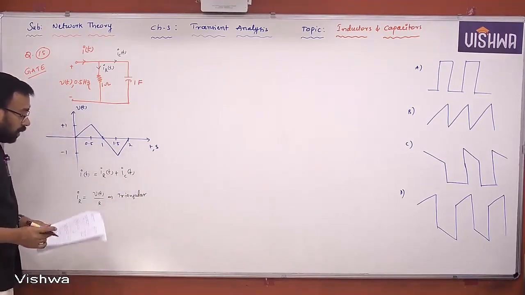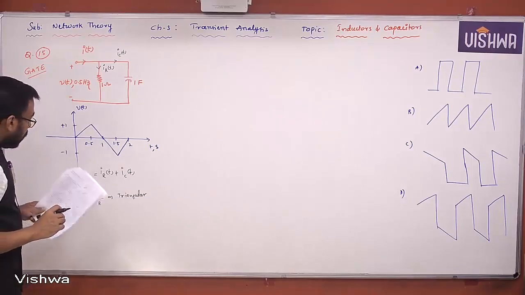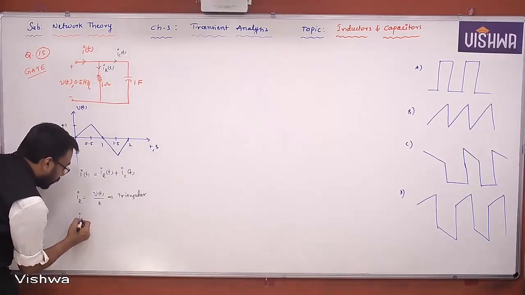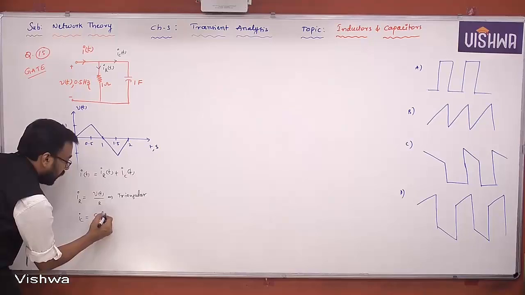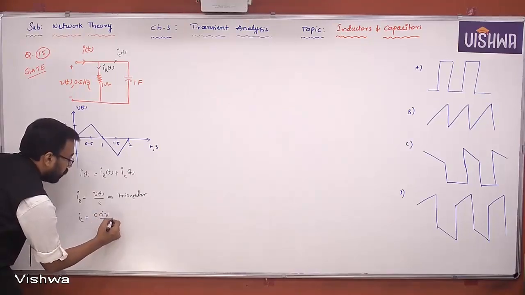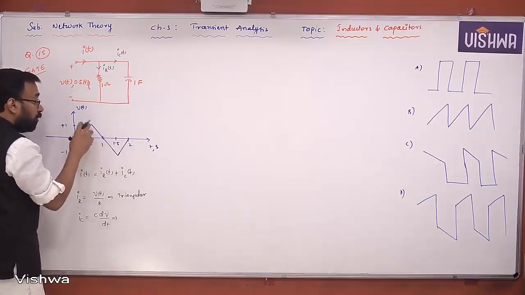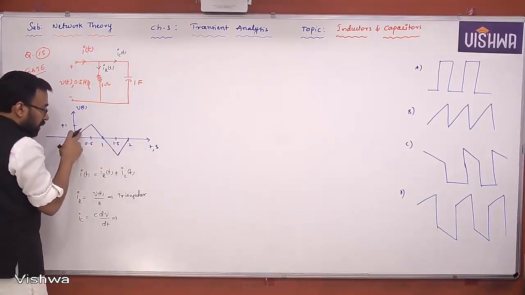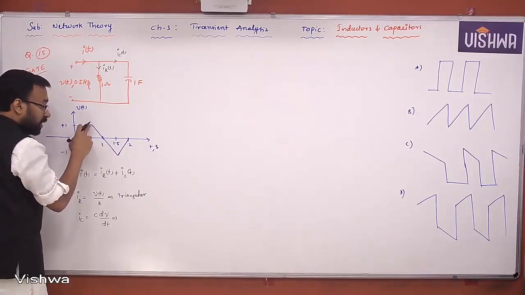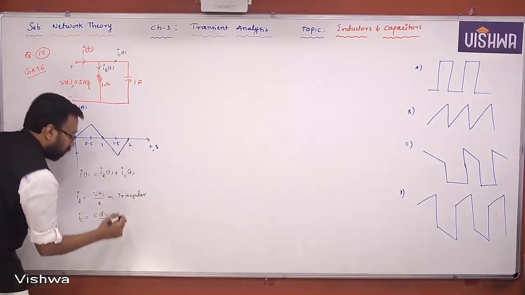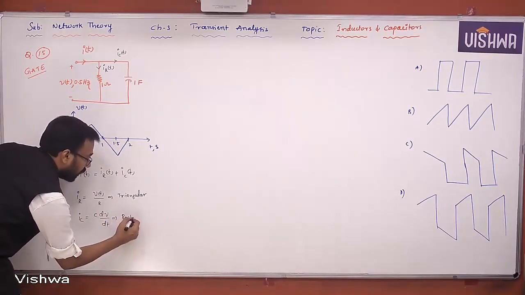Now if you see the IC, what is IC actually here? IC is nothing but C dV by dt. Since it is a triangular waveform, when you differentiate it, see this is a ramp, and when you differentiate it you get a step. That means you get a rectangular waveform. Yes or no? Rectangular waveform.